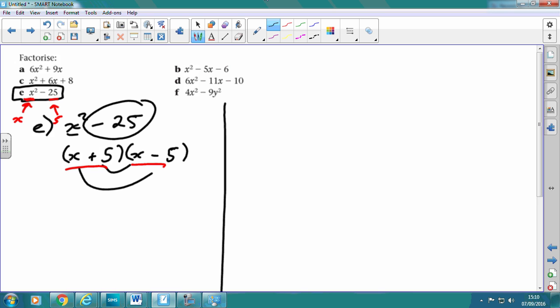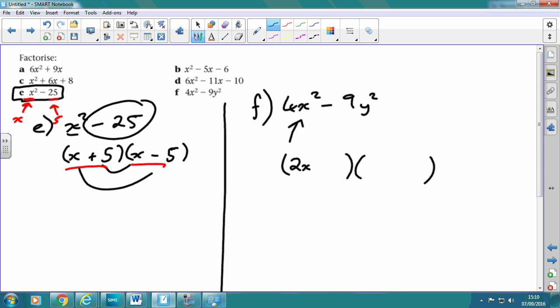In a slightly more complicated, but pretty similar way, if we have a look at question F here, we've got 4x squared minus 9y squared. Now there's no letter that goes into both of them, and there's no number that goes into both of them. So if we have a look at the first thing here, 4x squared is 2x times 2x. So we're going to put 2x there and a 2x there. Now the second thing here, that's something times by itself. It's 3y times by 3y. We're going to put a 3y in both of them. One of them's going to be positive and one of them's going to be negative.